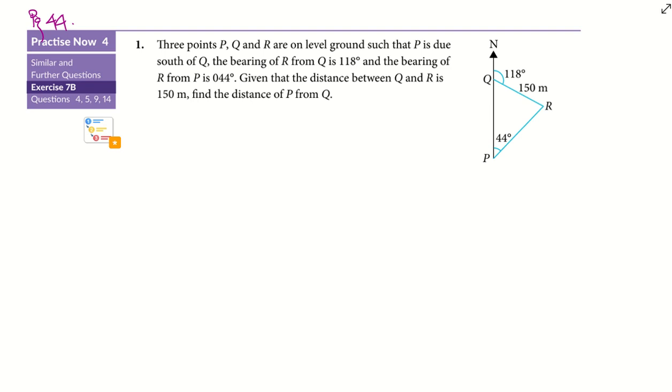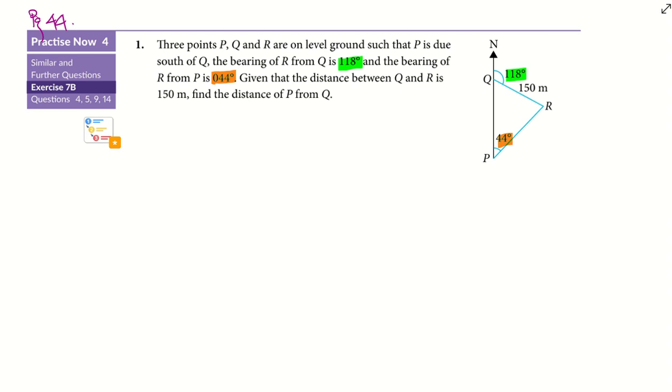Okay, looking at this question, now that you have learned bearing, we need to see how you can actually apply it in a word problem. Read the question and ensure all the information is captured in the diagram. Bearing of R from Q is 118 degrees, so the north line must be from Q and is indicated in the diagram as well. Bearing of R from P is 044 degrees, meaning it's 44 degrees, and the north line is from P, on the diagram as well.